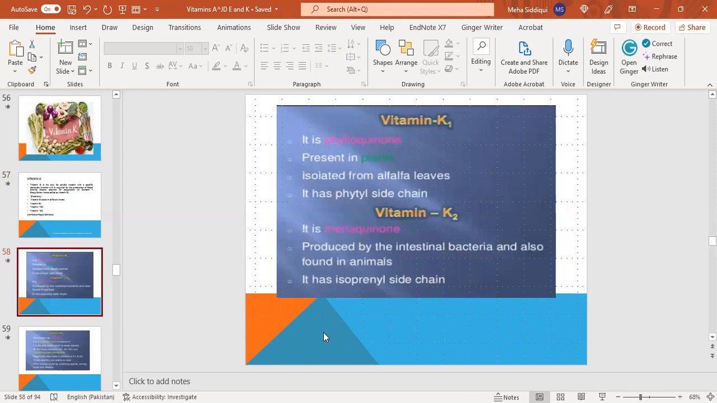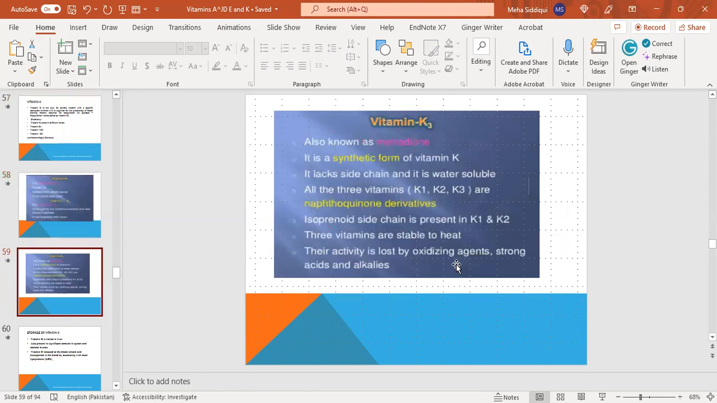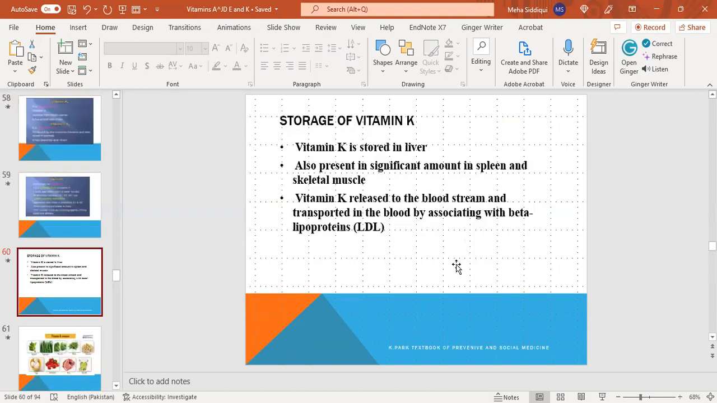These are the features of vitamin K. Vitamin K2 is also called menaquinone, which is produced by the intestinal bacteria and also found in animals. Vitamin K3 is also known as menadione. It is a synthetic form of vitamin K, and all the three vitamins K1, K2, K3 are naphthoquinone derivatives. These are stable to heat, and their activity is lost by oxidizing agents, strong acids, and alkalis.